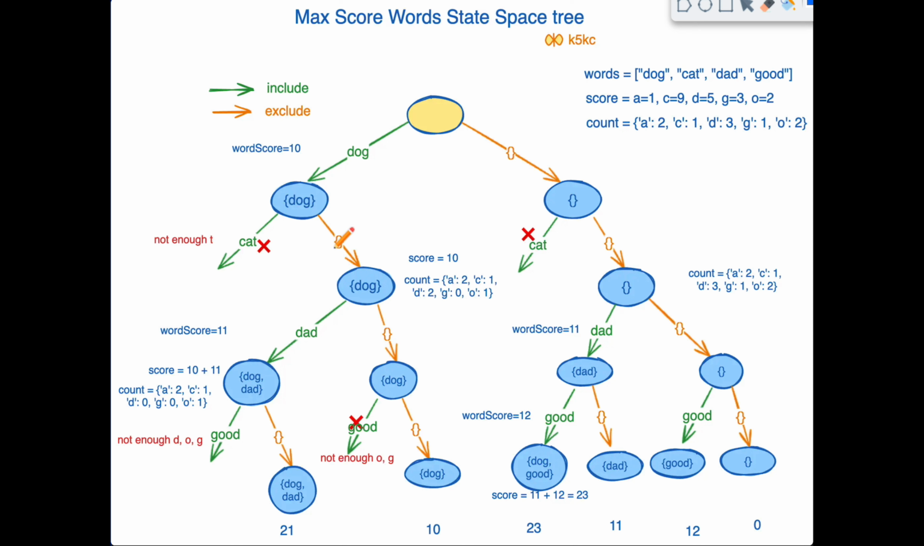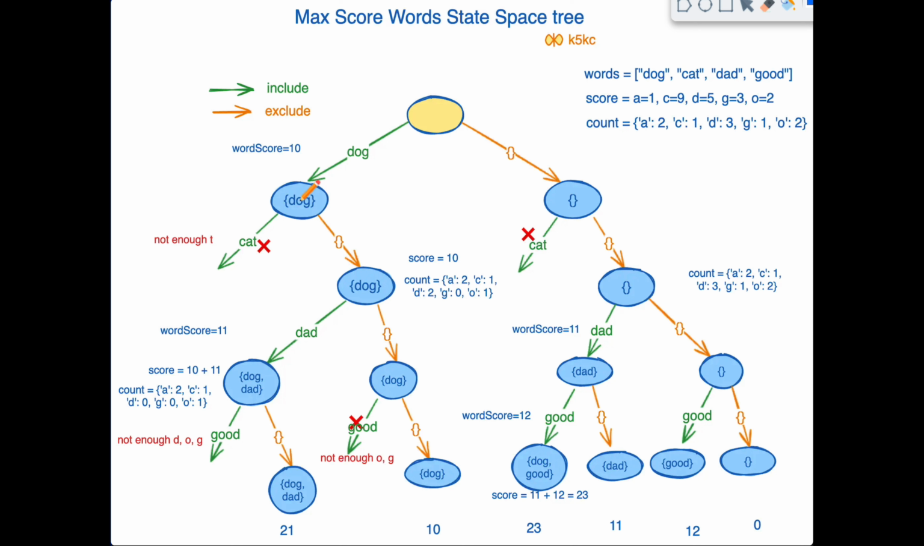But we can always go with the not including part, right? So our word says dog in this side, and on this side we still have the empty set. Now the index becomes 2, and we come at dad. And now we can either include that or we don't.